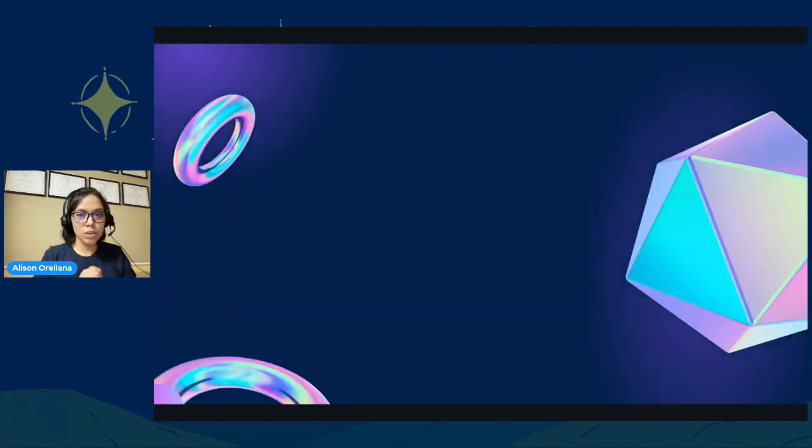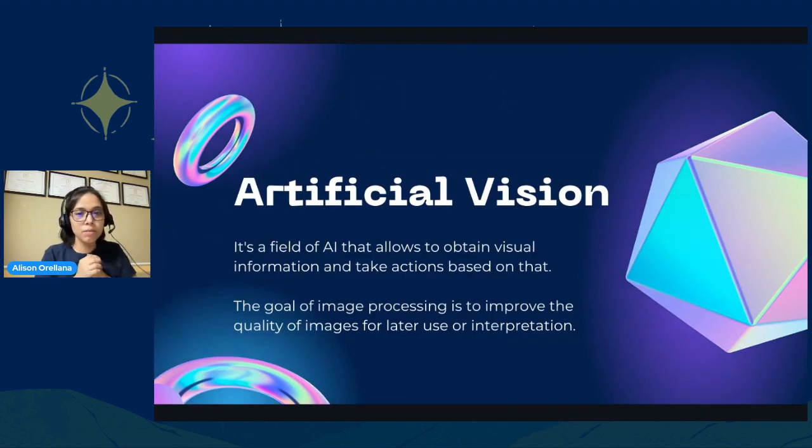So here we come with artificial vision, which is a field that can be related to artificial intelligence. So it's almost from that field. Well, it's from that field. And it allows us to obtain visual information and to take actions based on that information. So our goal for this image processing is to improve the quality of images that we can use later for some interpretations, some analysis, and probably much more.